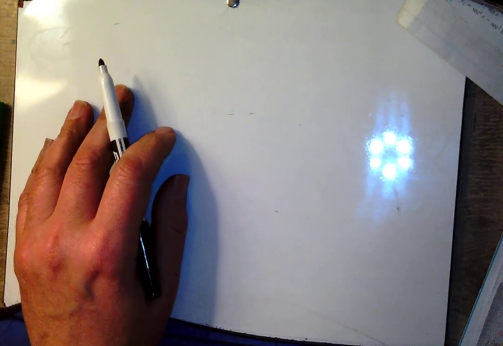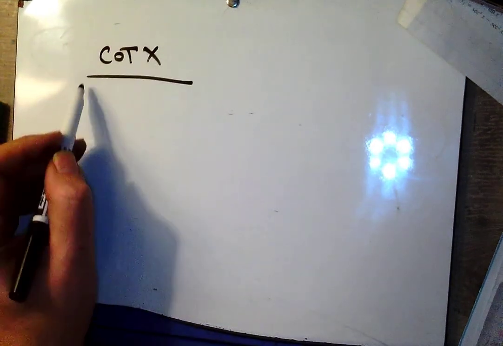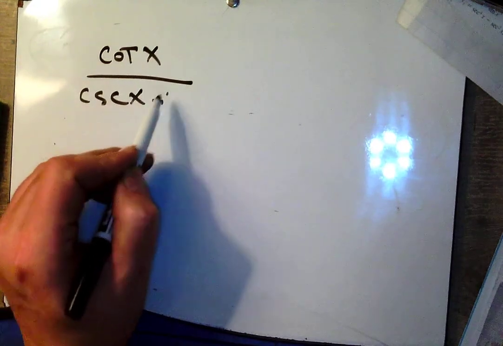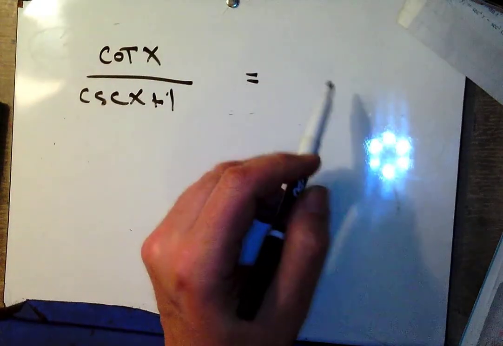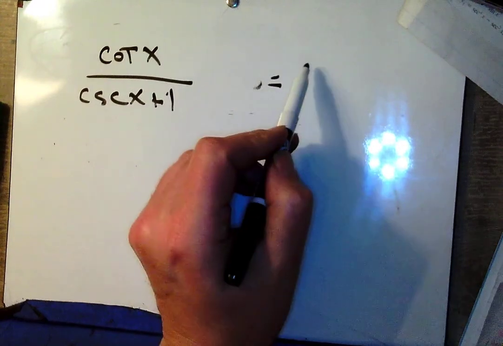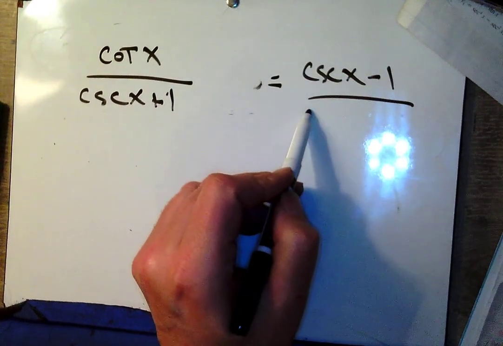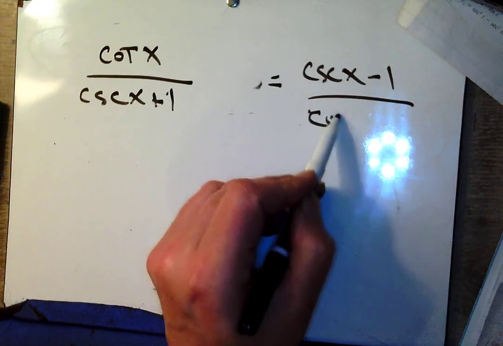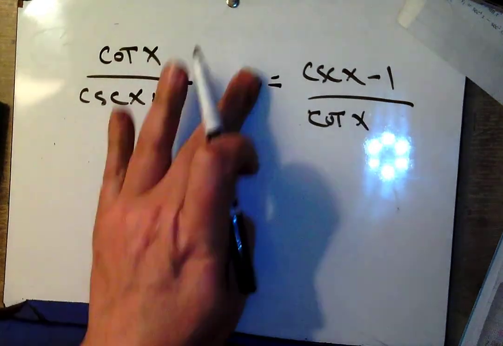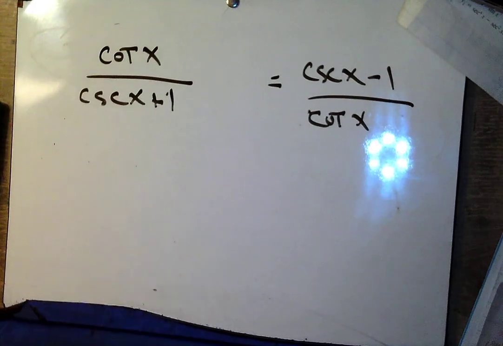Okay, so which one next? Yeah, this one. Cotangent x over cosecant x plus 1. And we want to turn that into cosecant x minus 1 over cotangent x. Okay. Give this one a try.